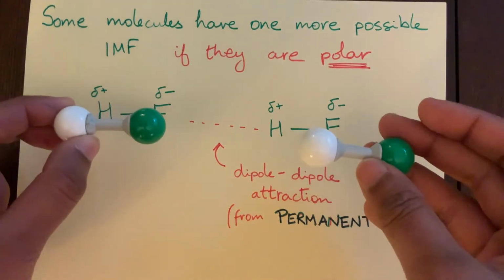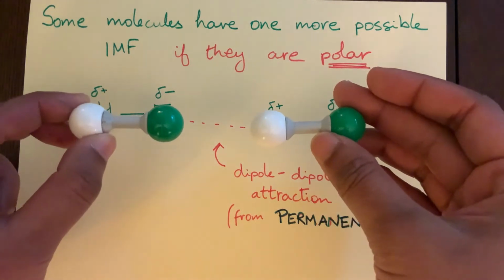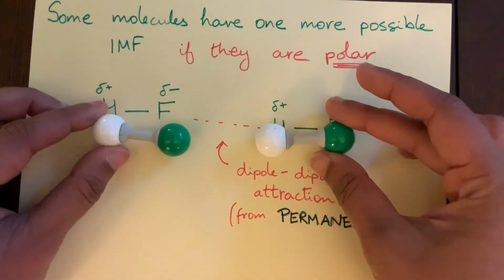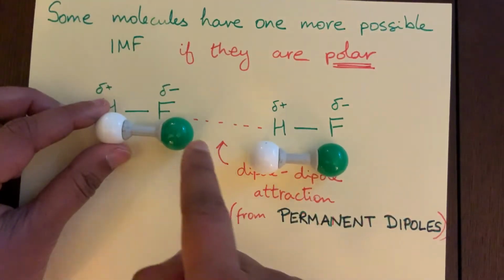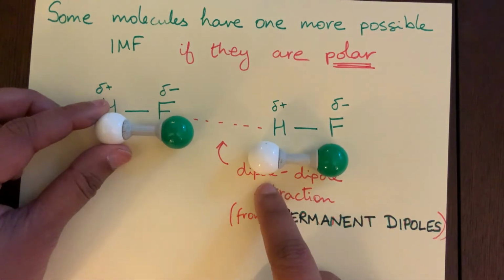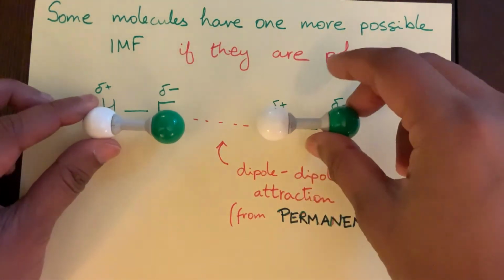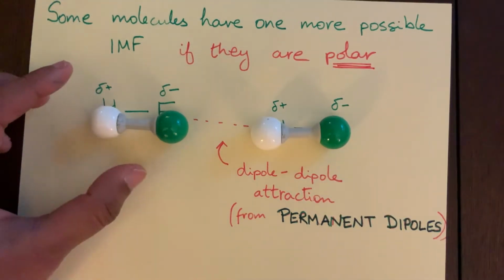They're both permanent dipoles, which means they're not going to flip their polarity. They're not suddenly going to switch their positive and negative sides. So I have two dipoles and they're attracted to each other: the opposite sides attract, the negative to the positive side. That's why it's called dipole-dipole attraction. It's between two dipoles that are permanent and never flip their polarities.